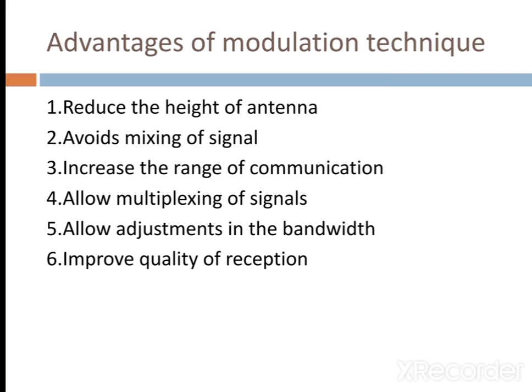Then advantages of modulation technique. First, it reduces the height of antenna, and second, it avoids the mixing of signals. Third, it increases the range of communication. Fourth, it allows multiplexing of signals. Fifth, it allows adjustment in the bandwidth. And sixth, it improves the quality of the received signal. Then next, I will explain these advantages in detail.